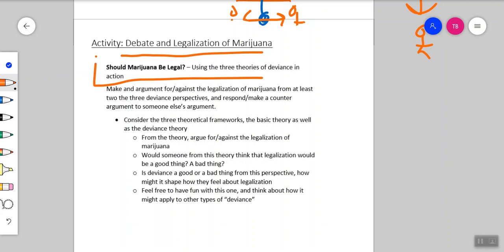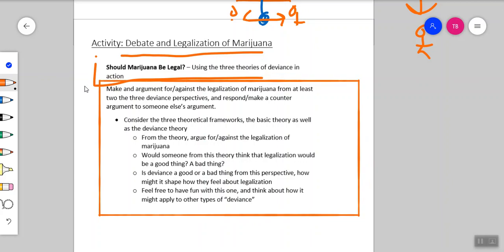So what I want us to do is make an argument from at least two of these theories. If you were to make the argument for functionalism, for instance, you might talk about how making something illegal is good for society because it preserves order. Or from conflict theory, how might you look at the power relationship? Whose interest is it? How is power preserved if something were made illegal, so that making something illegal keeps things the way they are? Or the interactionist perspective, the final one: what does labeling somebody a deviant or a criminal do to them?